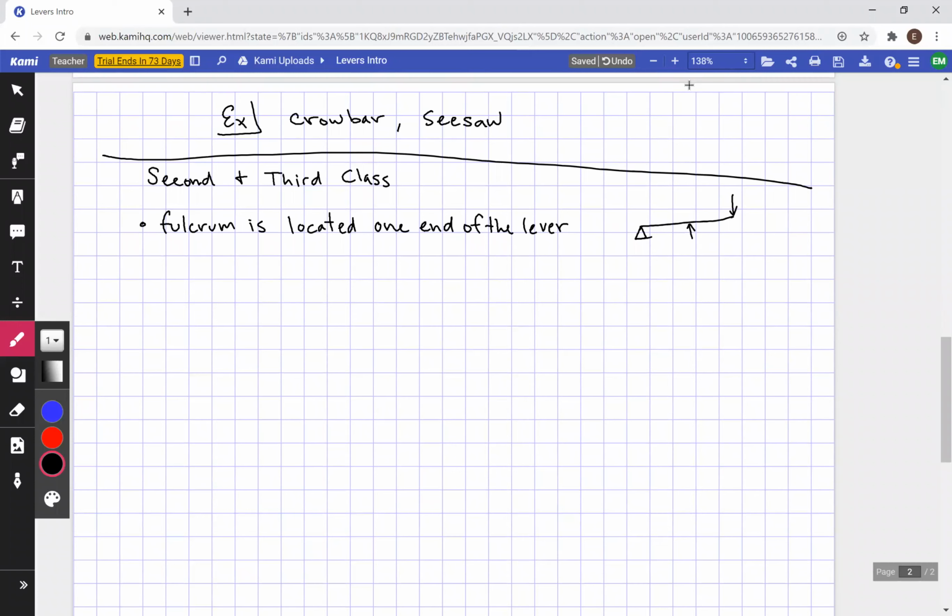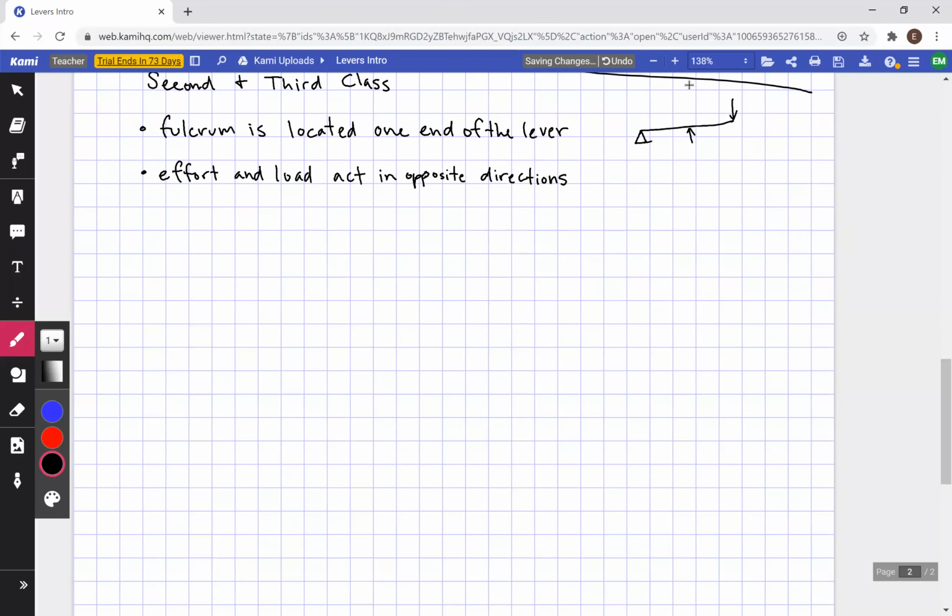And as you can see from the picture, I drew that intentionally that way, the effort and the load forces act in opposite directions. They have to. Okay, so now let's see how we can differentiate between the second and third class.